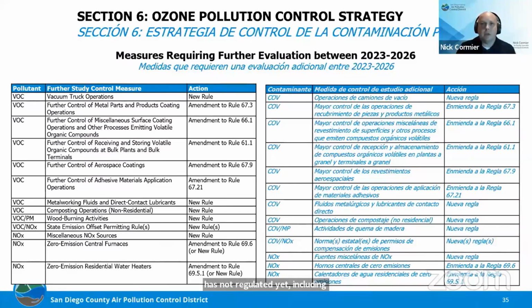We'll also assess non-traditional categories for possible emission reduction opportunities, such as a possible state emission offset permitting program, zero emission furnaces and water heaters, and more controls on region-wide wood burning activity. Since these measures require more analysis, anticipated emission reductions and cost effectiveness are not yet known.